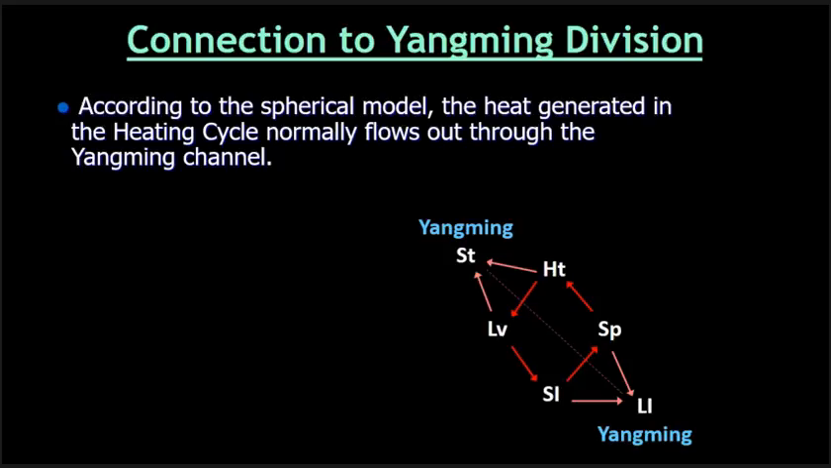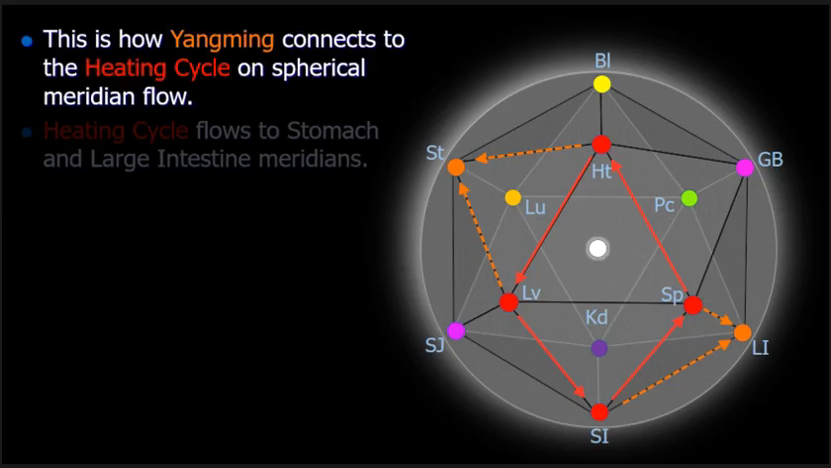So you have that red inner cycle producing heat, and then the heat can flow out through the stomach and large intestine meridians in that way. These arrows show the meridian relationships as they express around the spherical pattern. Now this is how Yangming connects to the heating cycle on the spherical meridian flow.